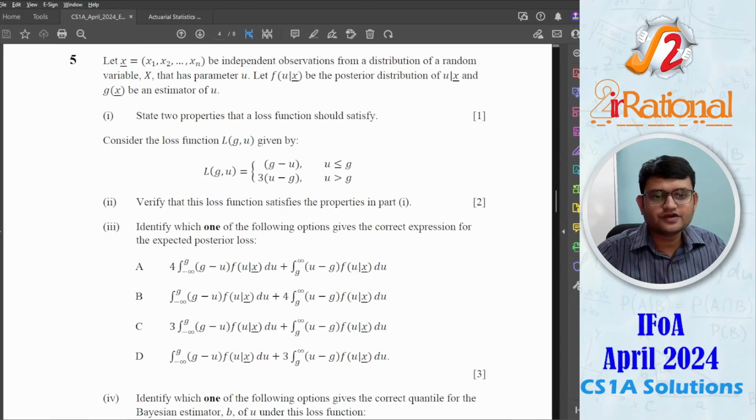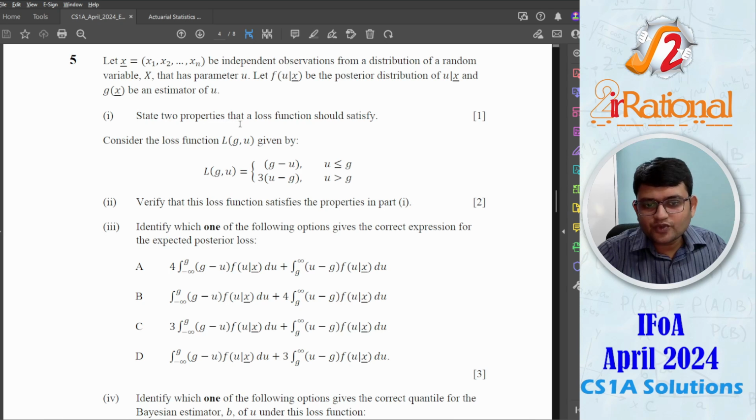Question number 5. Let the sample of X be independent observations from a distribution of a random variable X that has parameter U. Let f of U given the sample of X be the posterior distribution of this, and g of the sample of X be an estimator of U.